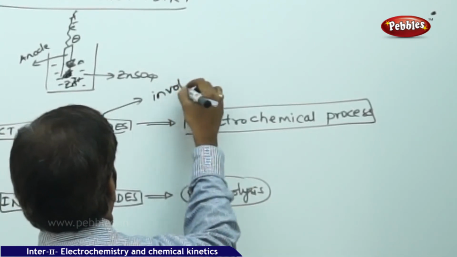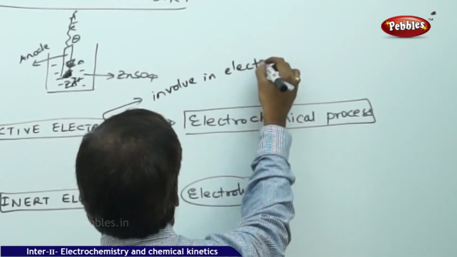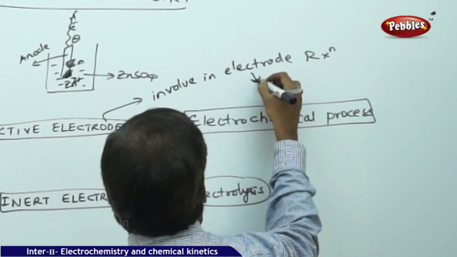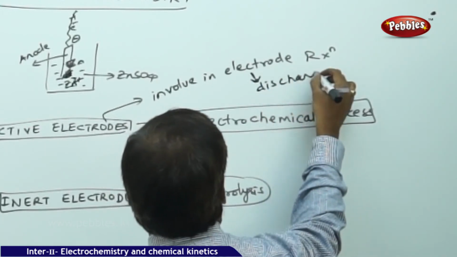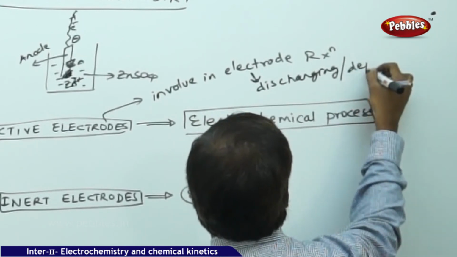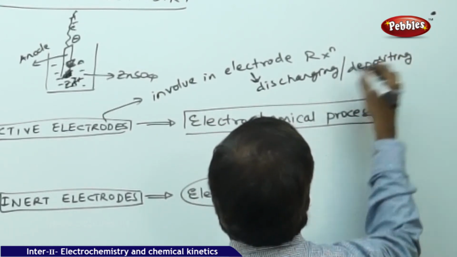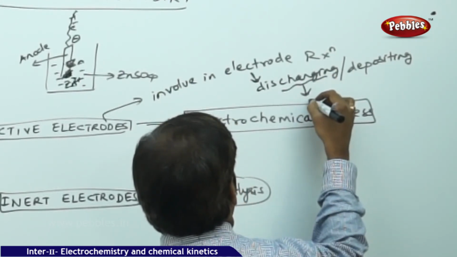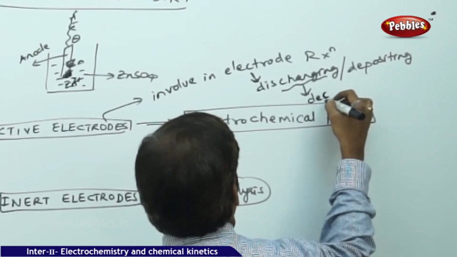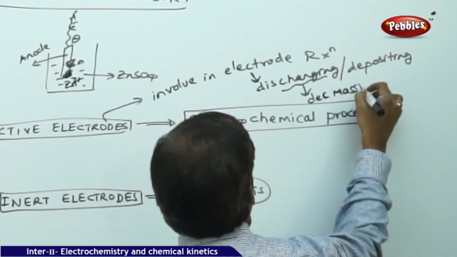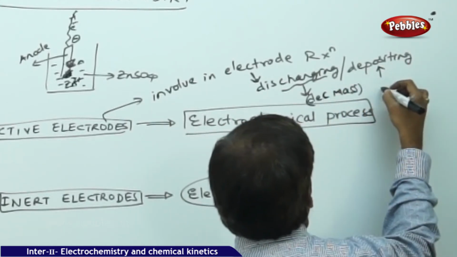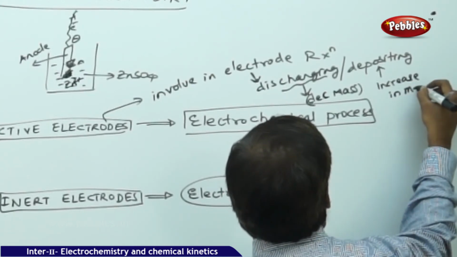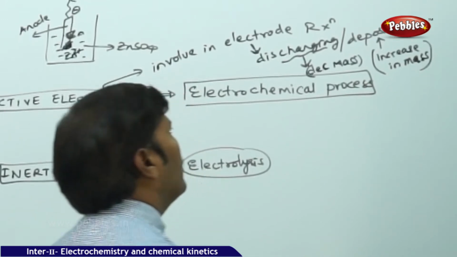involve themselves in the electrode reaction, either by discharging or depositing. When there is discharging, there is a decrease in mass. And when there is depositing, there is an increase in mass. That is what we have to keep in mind.